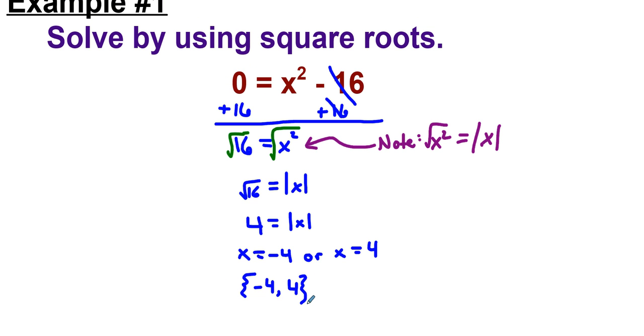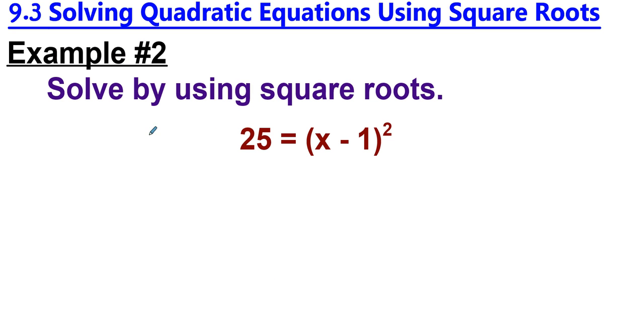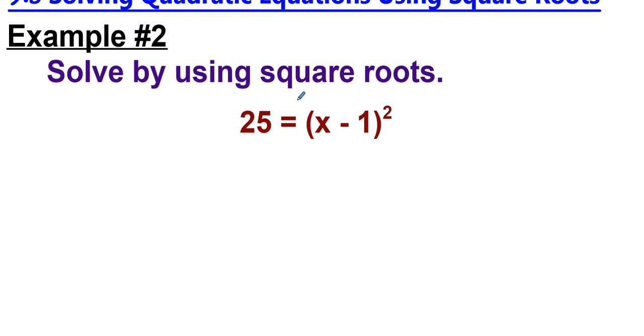All right, and the next one, solve by using square roots. So on this one, there is no constant added on. It's as though it started with a minus 25. It's like it started out as 0 equals the quantity x minus 1 squared, minus 25, and you added that 25 over to the other side to get this. So again, we're always trying to get that quantity squared by itself. It's already by itself in this one. It's like the first step's been done for you.